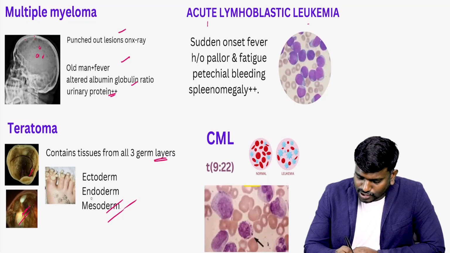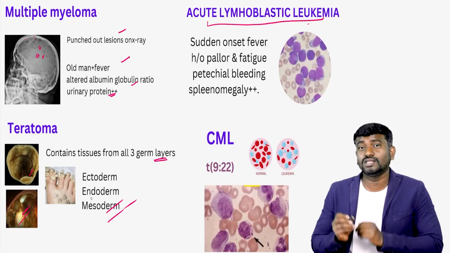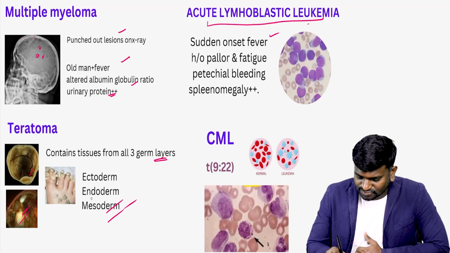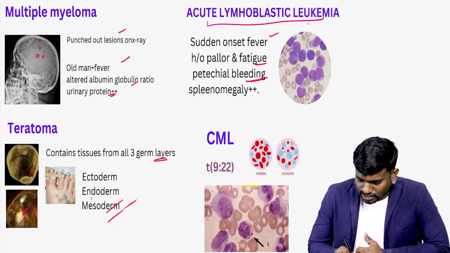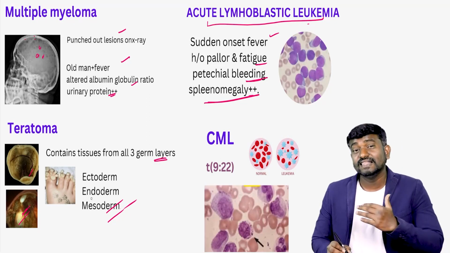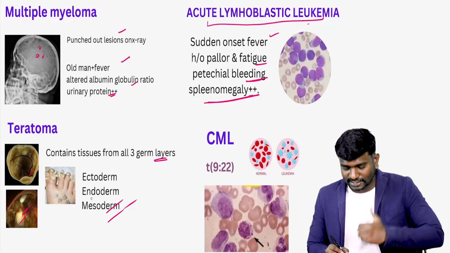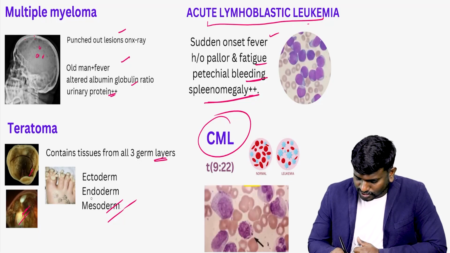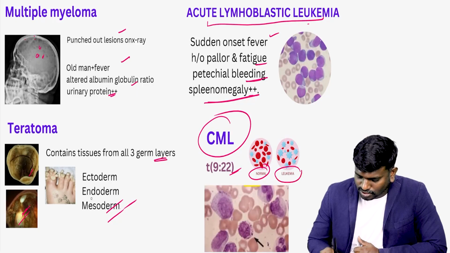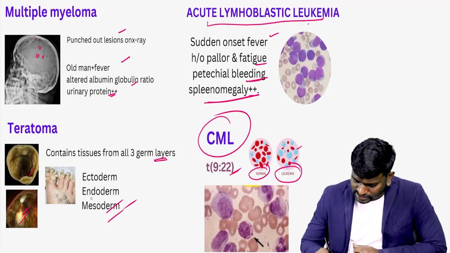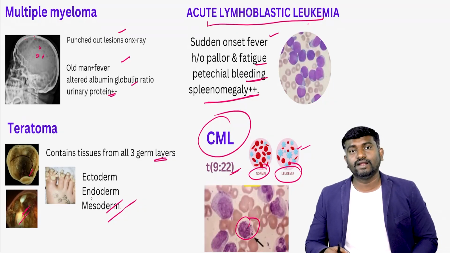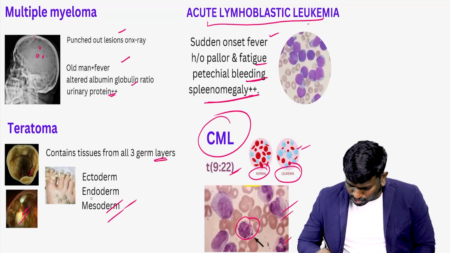Now, ALL, acute lymphoblastic leukemia. Remember, the patient will be presenting with sudden onset of fever with history of pallor and fatigue. Petechial bleeding will be present, and also he or she will be having what? Splenomegaly. Good. Chronic myeloid leukemia, remember, with t(9;22). Normal cells, this is how it looks in leukemia. There are going to be more white blood cells seen. Now, remember, this is called as what? Chronic myeloid leukemia. Look into the image properly.